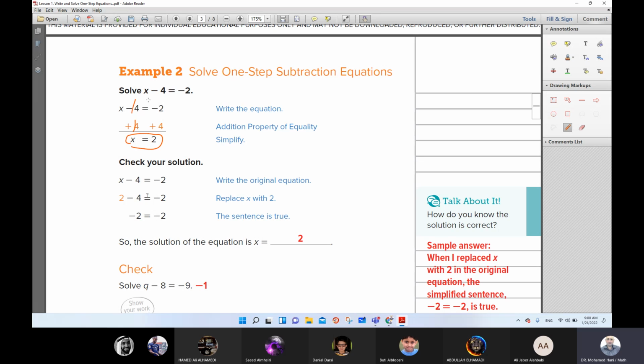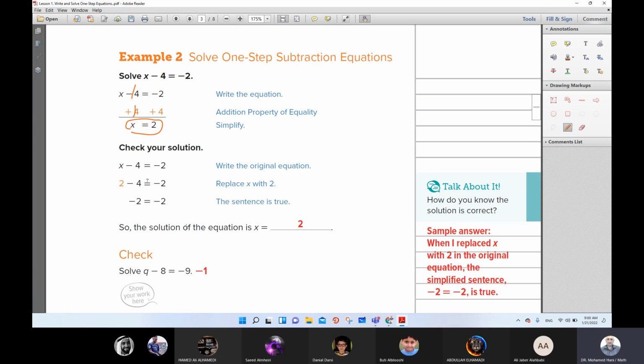This is the solution of this equation. Then check your solution. Go back to the same equation. Substitute the value of x equals 2. So right here, 2. Is 2 minus 4 equal to negative 2? 2 minus 4 will be negative 2. Yes, negative 2 equals negative 2, which means the solution of the equation is x equals 2.